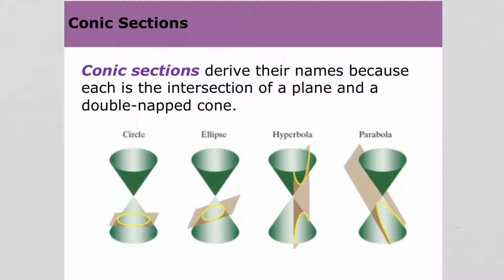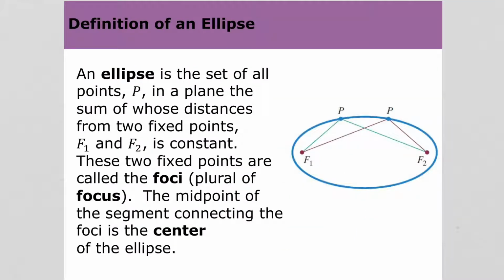But both of them are the same. So the hyperbola, you'll have one U going up or sideways, and the other one going down or the other direction sideways. So in this section, we're going to look at ellipses.